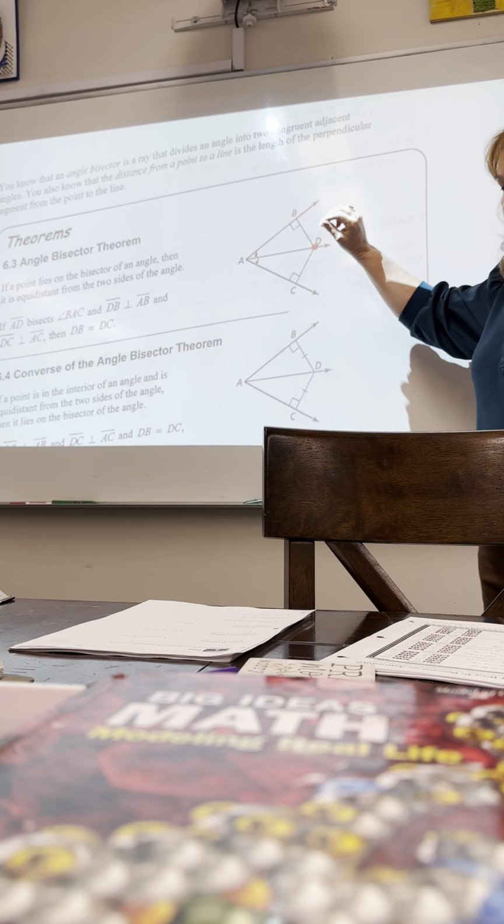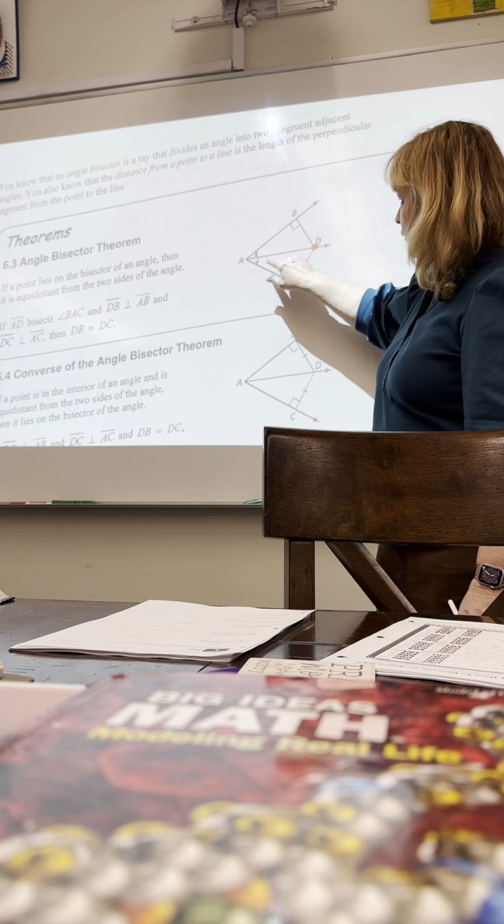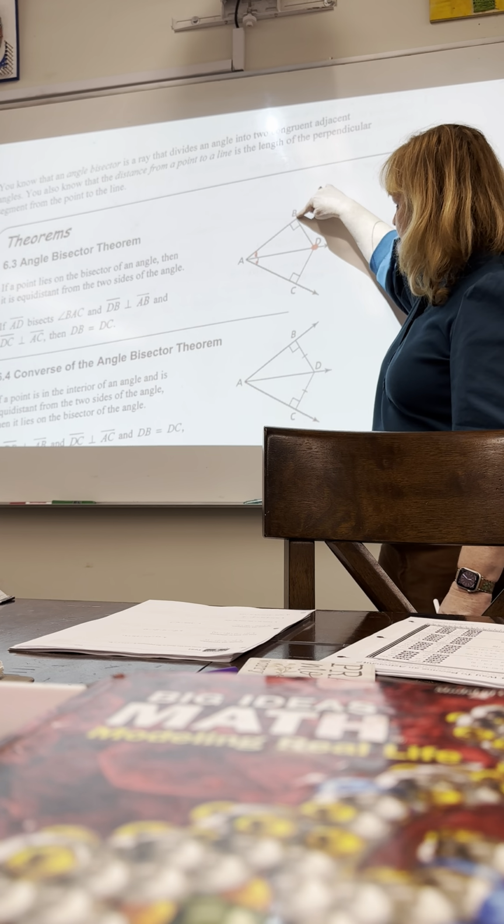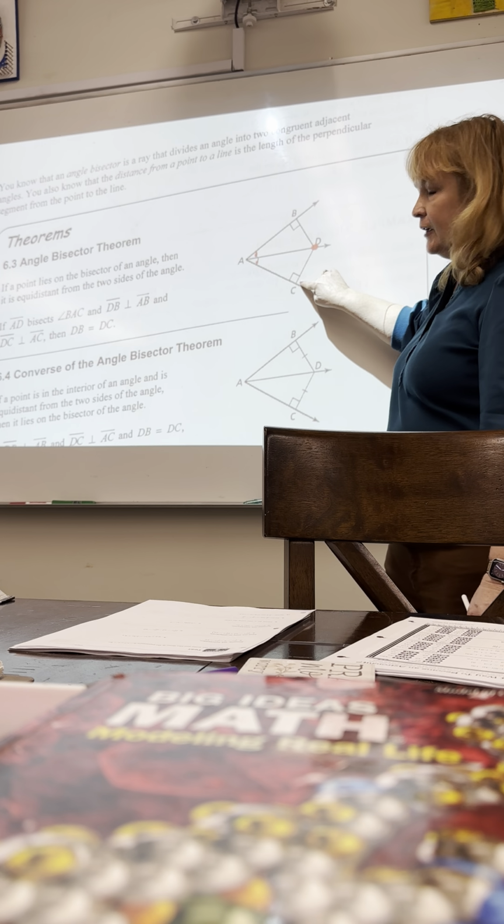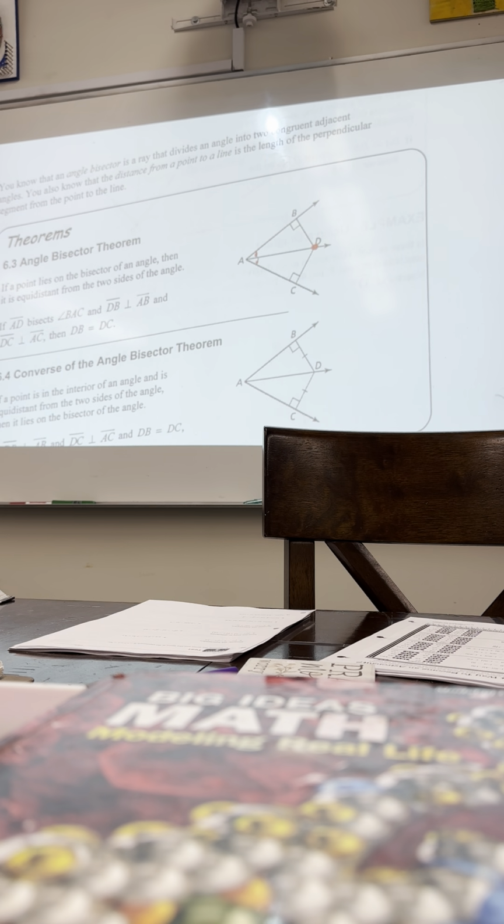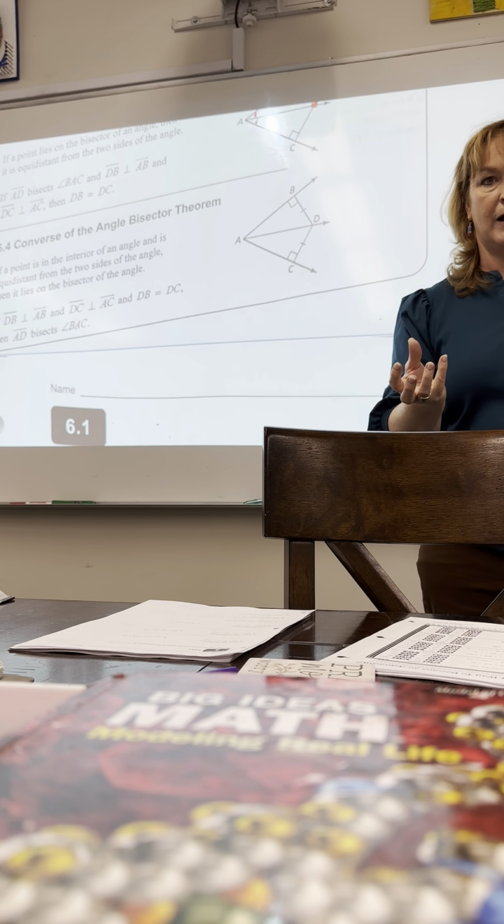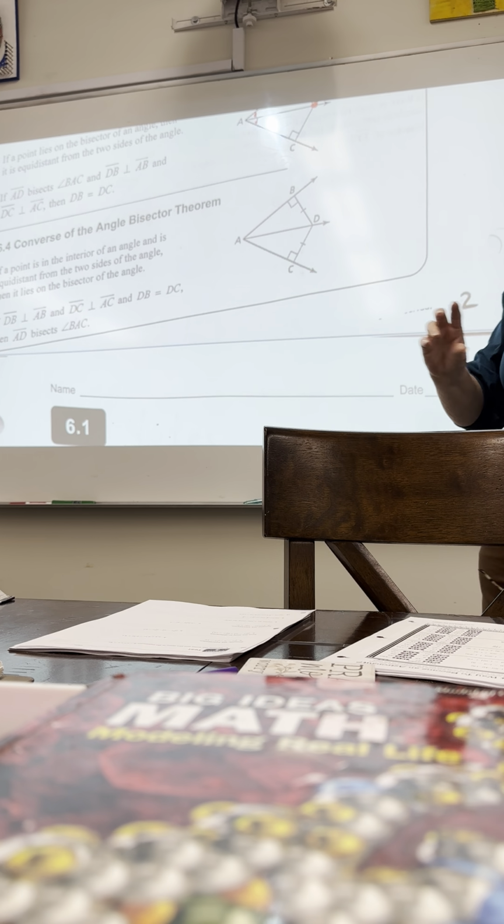Does that make sense? So this is saying if you have a point on the angle bisector, it is going to be the same distance to the sides of the angle. So that's implying the right angles, right? So the converse will also be true. And we're going to look at this and try to determine, are we doing the regular angle bisector theorem or the converse, in just a minute.